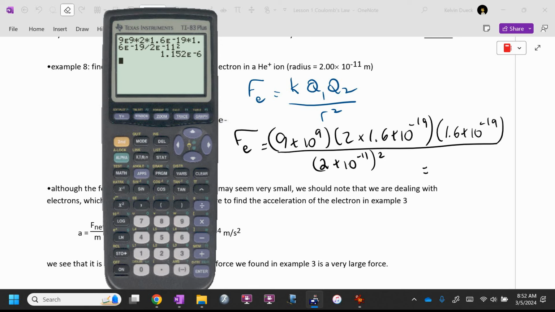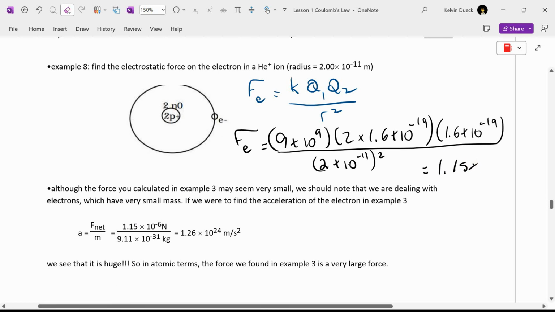1.15 millinewtons, if we wanted to go small. No, sorry, micronewtons, not millinewtons, micronewtons. I'm going to go 1.15 times 10 to the negative 6 newtons. That's the force that's holding the electron in place in its shell around this helium ion.